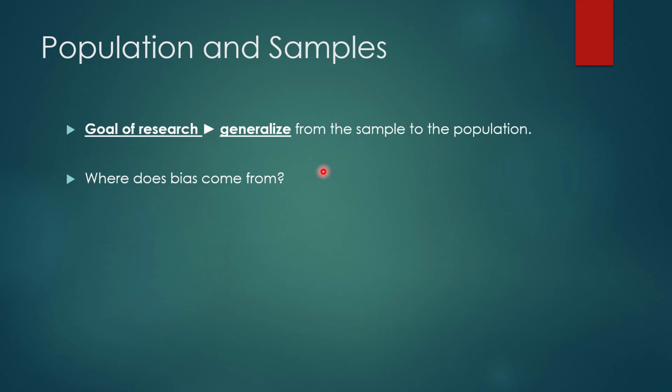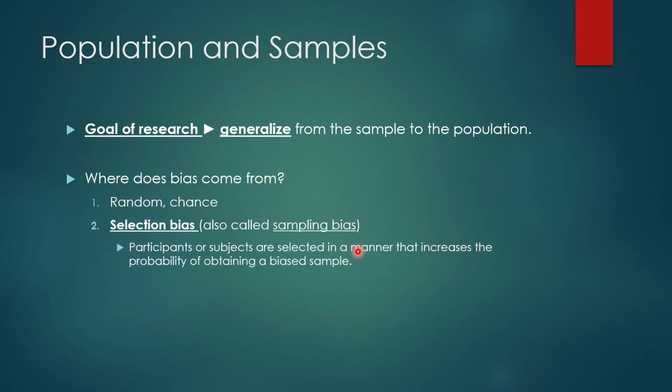So where does this bias come from? Well, one part of the bias can just be from random bad luck, chance, right? There are random differences in the population, and then when you select your sample, you just randomly get a sample that's not representative. There also can be selection bias or sampling bias. This is when participants or subjects are selected in a manner that increases the probability of obtaining a biased sample. So in a later video, we're going to talk about the ways that you select your sample to avoid this selection bias or sampling bias.